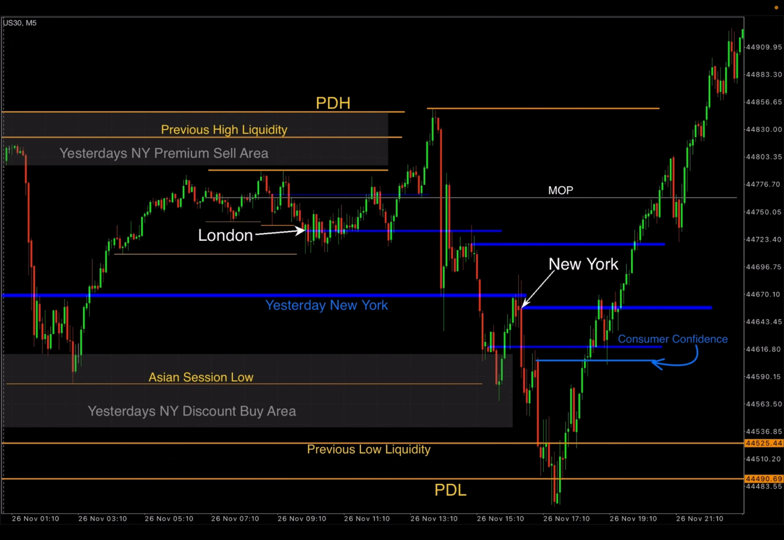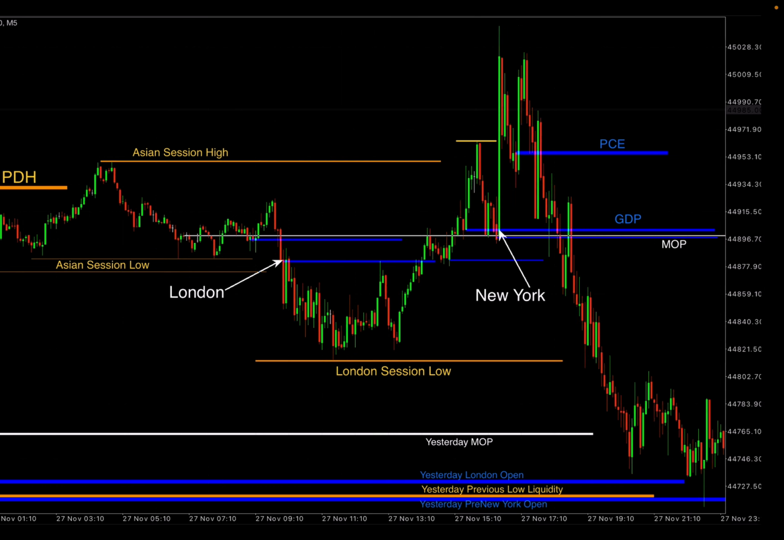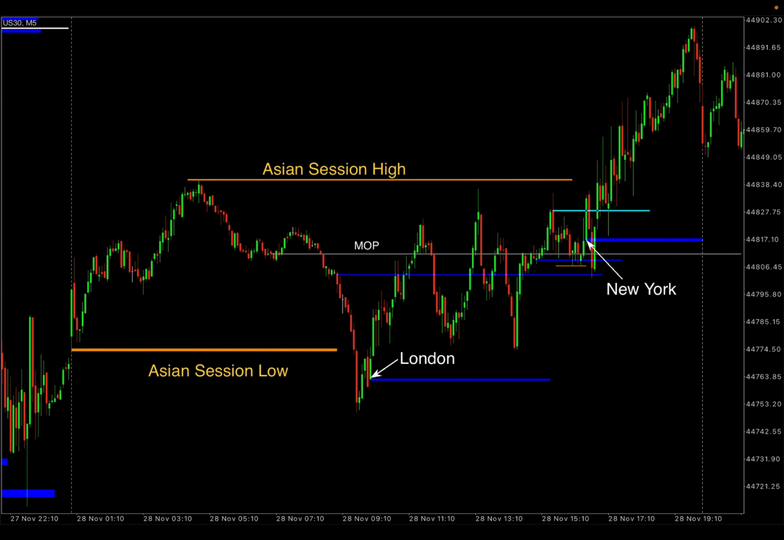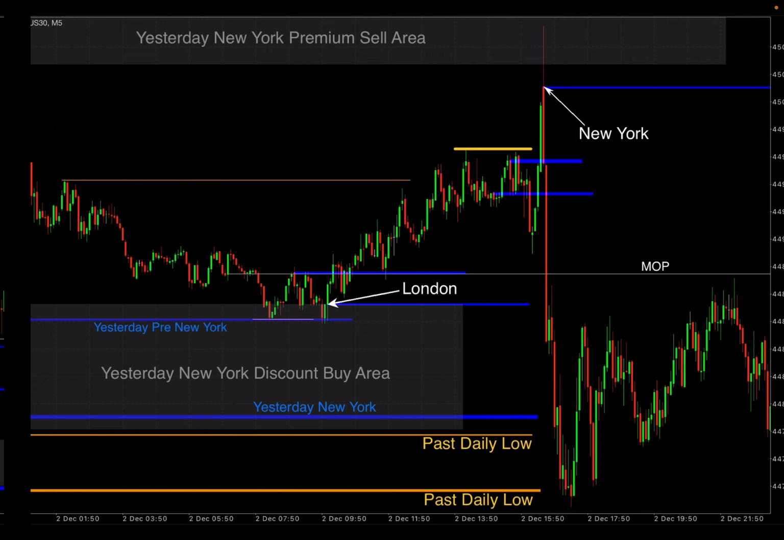There is the 26th, and I'm not going to go over that anymore. And I'm just going to show you these last ones. 27th, how it plays out, PCE day and GDP. You always get some sort of liquidity grab and reversal on this day. Very good for trading. Then you got the 28th. That looks like it was a close early day. And then we have the 29th of November, which was mainly buying in the New York Open.